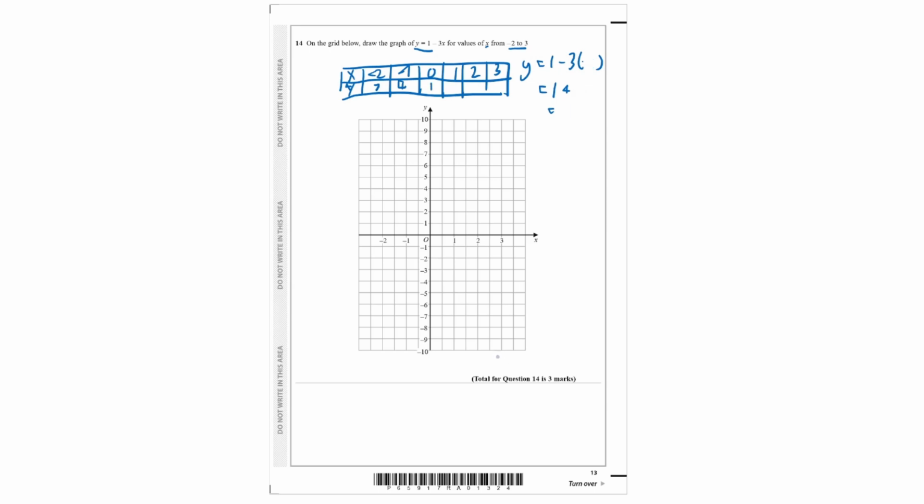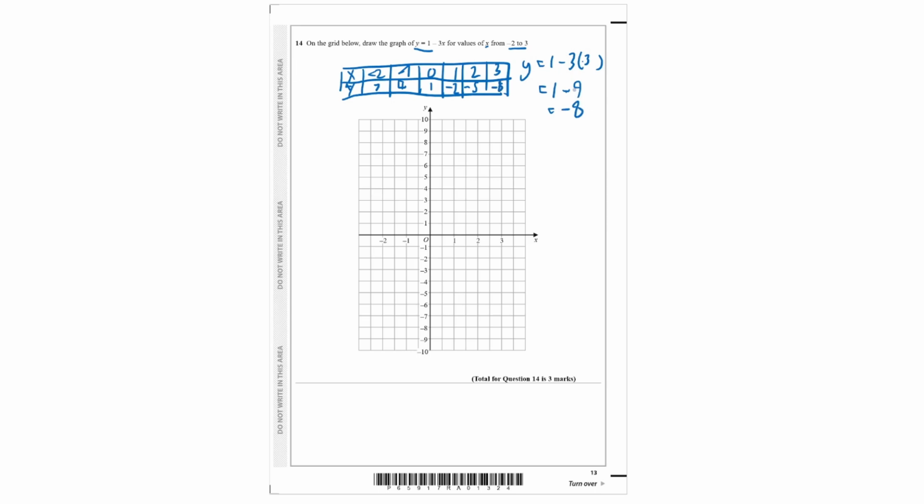Now we have 1. -3 times 1 is -3. So we get 1 minus 3 is -2. And then moving on, we have 2. -3 times 2 is -6. 1 minus 6 is -5. And finally, we have -3 times 3 gives us -9, so 1 minus 9 is -8. And now that we have all these values, we can then plot them on the graph.